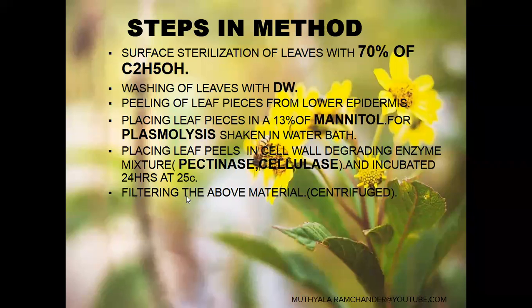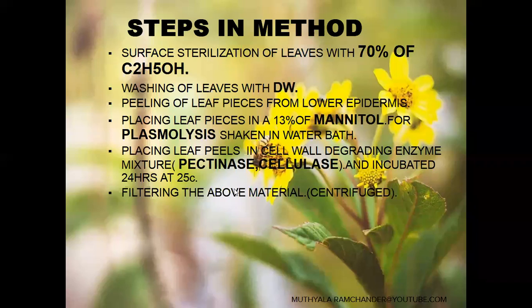After that, the above material is filtered by the centrifuged method. The degraded cell wall material contains high molecular weight components. They are present at the lower part of the centrifuge test tube. And above this cell wall degrading mixture, clean protoplasts are identified.